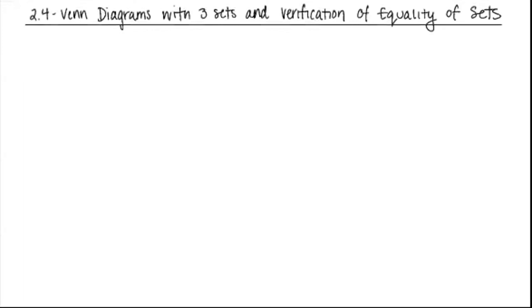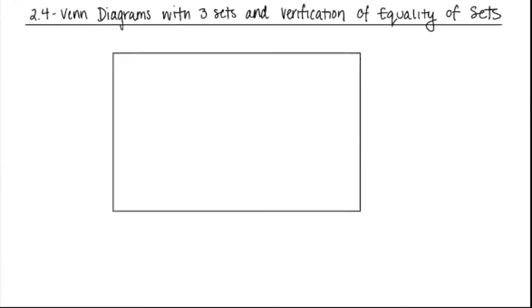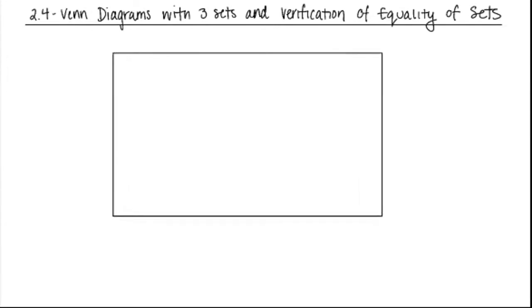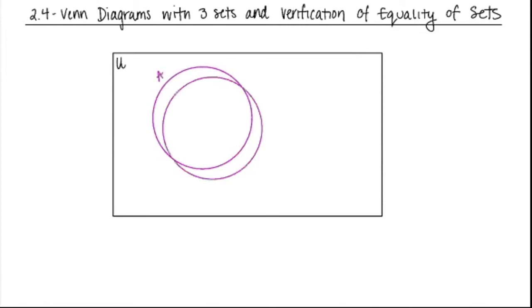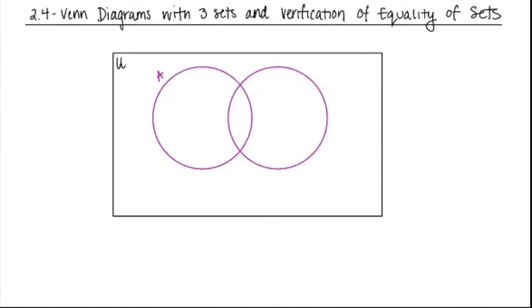So first, let's take a look at a Venn diagram with three sets. Okay. So we've got our universal set U, and we have three sets inside of it. So I'll call this set A. Then I'll do another circle, which we'll call set B. And then a third circle, which we'll call set C.